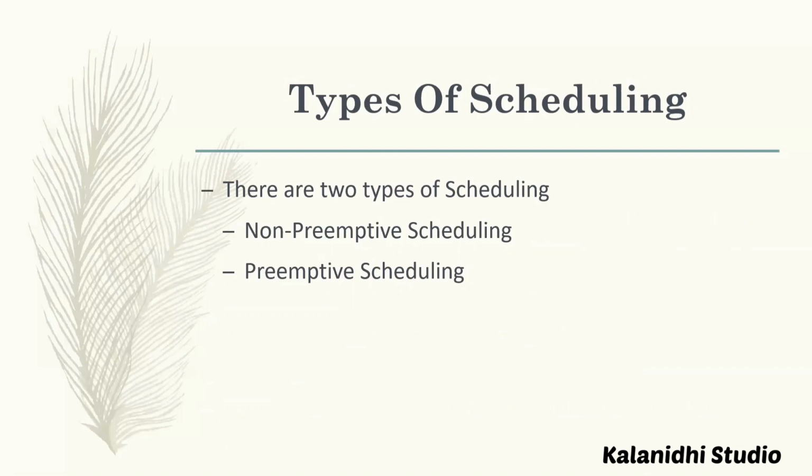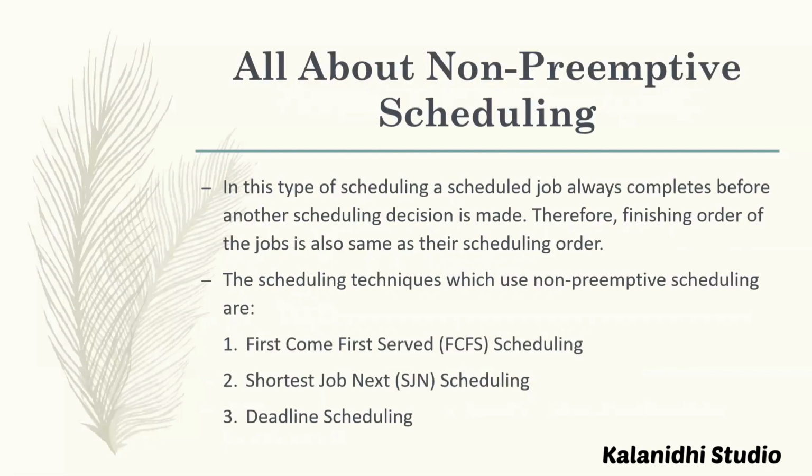There are two types of scheduling techniques. First is non-preemptive scheduling and second is preemptive scheduling. Non-preemptive scheduling: in this type of scheduling, a scheduled job always completes before another scheduling decision is made. Therefore, the finishing order of the jobs is also the same as their scheduling order. The scheduling techniques which use non-preemptive scheduling are first come first served scheduling, also known as FCFS, then shortest job next scheduling, also known as SJN, and thirdly, deadline scheduling.